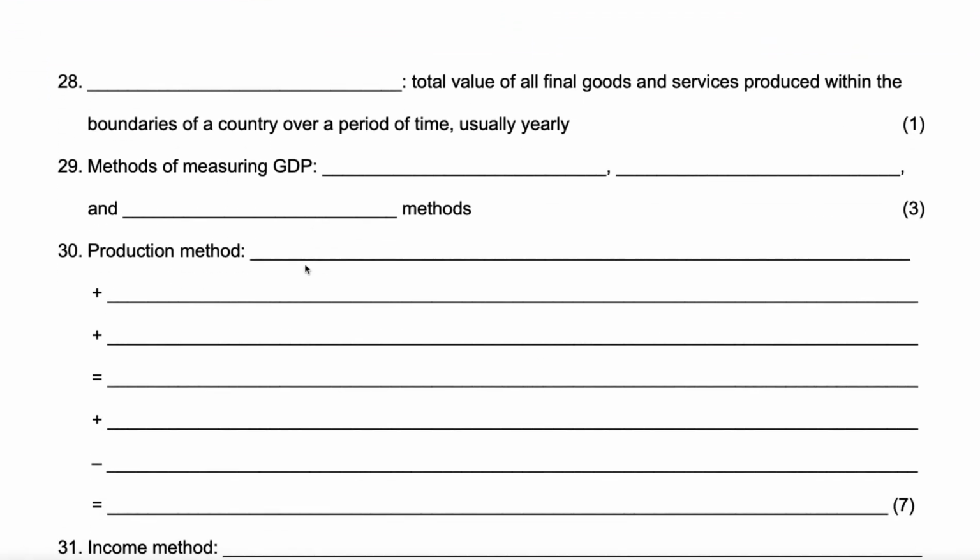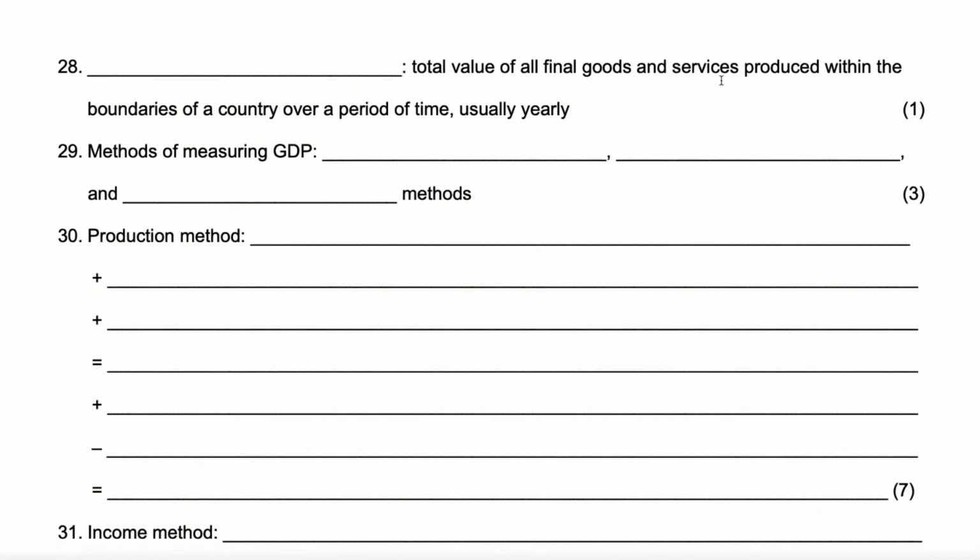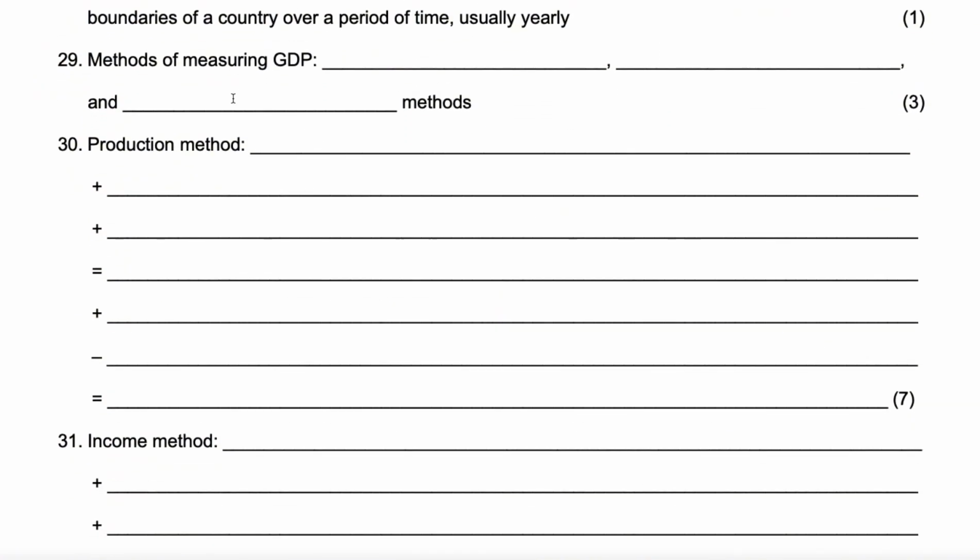Now, 28, the total market, maybe I must add the word market there. The total market value of all final goods and services produced within the borders of a country over a period of time, usually over a year, that will be gross domestic product, GDP. We have three methods: income, production, and expenditure method. And what we know is that these three are equal. Like income is equal to production and equal to expenditure. So it wouldn't matter which method we use, we get the same answer.